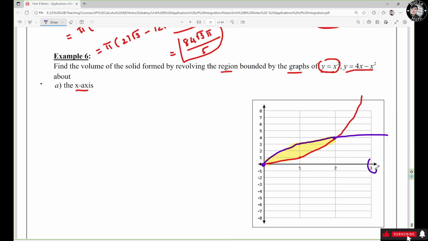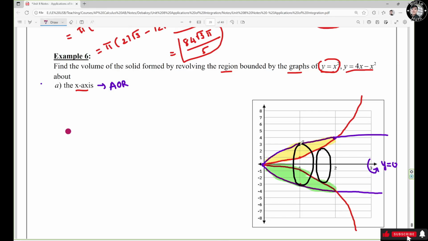So it could be y equals 0, and the x-axis is the axis of revolution. Since you revolve these regions about the x-axis, the representative rectangles must be perpendicular to the x-axis, and the volume should be in terms of x. So let's get a solid. The bigger radius is the distance from here to here, and the smaller radius is the distance from here to here.